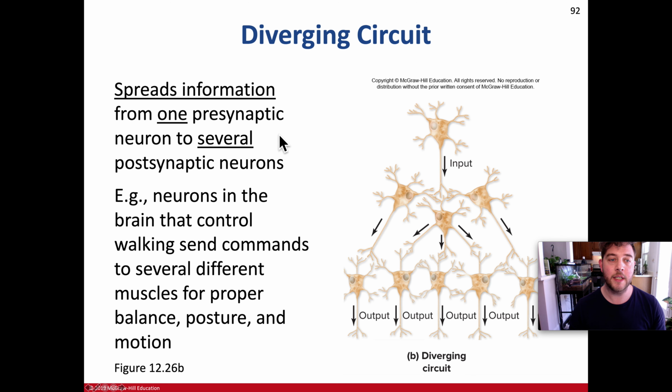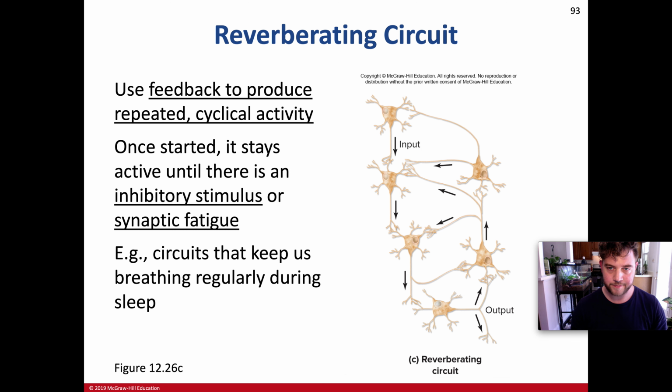A diverging circuit is spreading information. You have one presynaptic neuron to several postsynaptic neurons. This is similar to your brain commanding yourself as you walk. One commanding neuron sends out many different signals to your leg muscles, your postural muscles, the muscles in your eyes helping you look, and your head to make sure it's balanced correctly. All of those things have to happen when we walk that we really don't think about, but they take a lot of coordination.